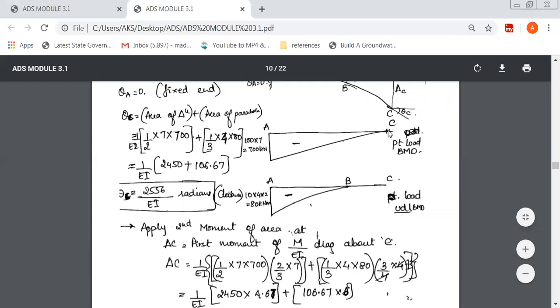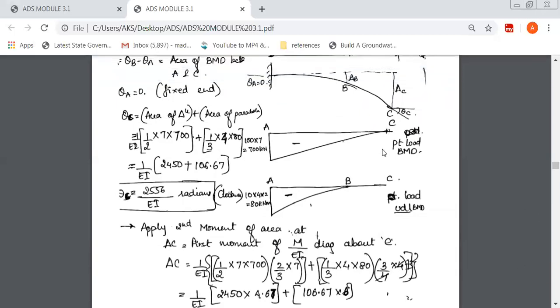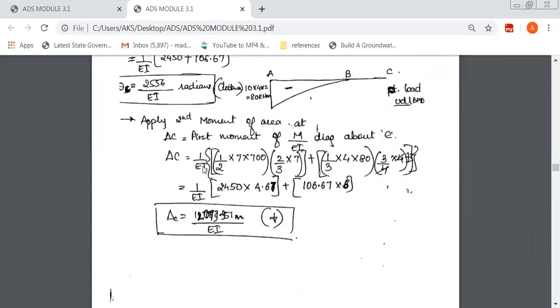Now, always find the CG about the free end here, because that is what you're supposed to find out, that is, theta C and delta C. So what I'll do here is 1 over EI, and it is nothing but area into CG distance: the area of the triangle into its CG distance, plus the area of the parabola into its CG distance. I'll take 1 over EI common because it is the M over EI diagram, it is common for all. Next, the area is half into base into height.